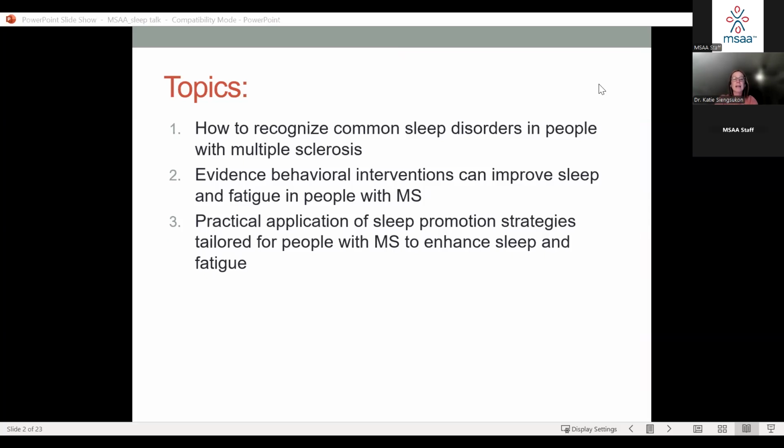So for tonight, these are the three topics that we will be discussing. We'll talk about how to recognize common sleep disorders in people with MS, because we know that sleep disorders can be more prevalent in individuals with multiple sclerosis, and unfortunately, oftentimes they go unrecognized and undiagnosed. So that'll be the first topic that we go over. And then I will present some evidence that behavioral interventions can be useful to improve sleep and fatigue in people with MS. And then we'll spend most of the time this evening talking about practical application, hopefully tools that you can use if you are having sleep challenges to start using tonight, ideally, to hopefully help enhance your sleep and fatigue as well.